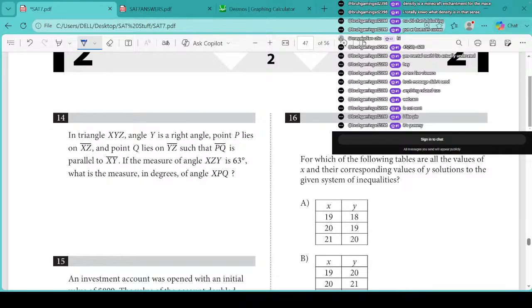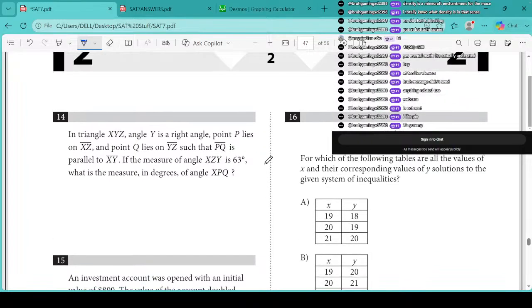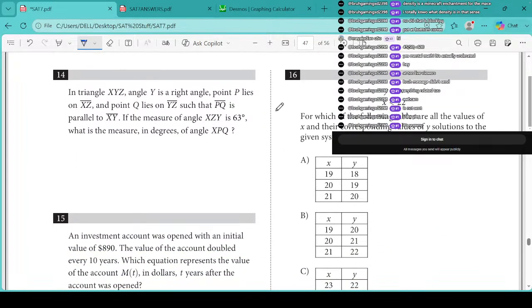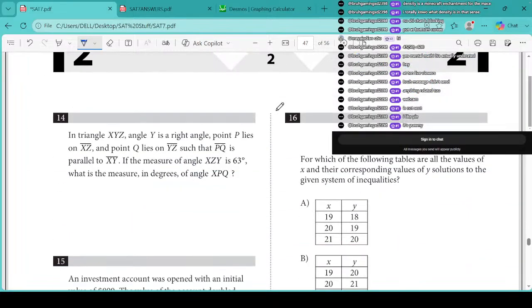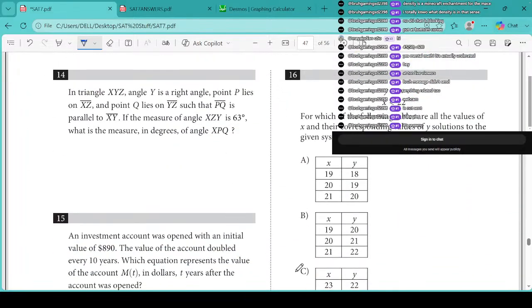You like pie, chat? Sure. Yeah, I like pie too. It is yummy. But I'm not hungry right now. I already had dinner and everything. And it's not good to eat late at night. So, anyways, chat, let's move on to question 14. You don't seem to have any questions.